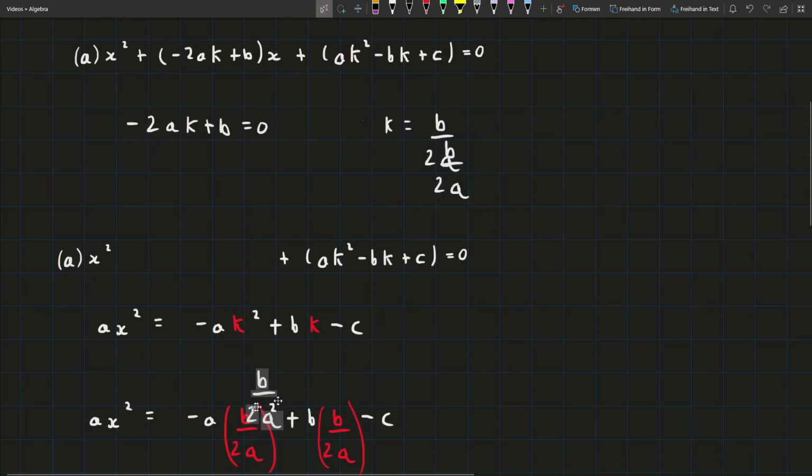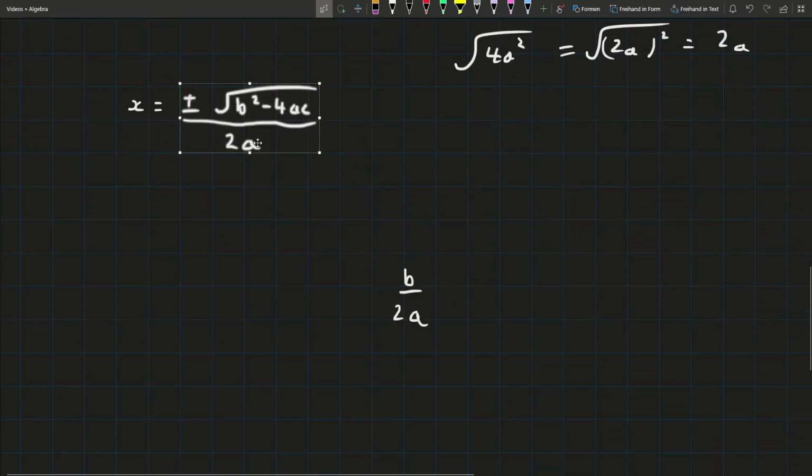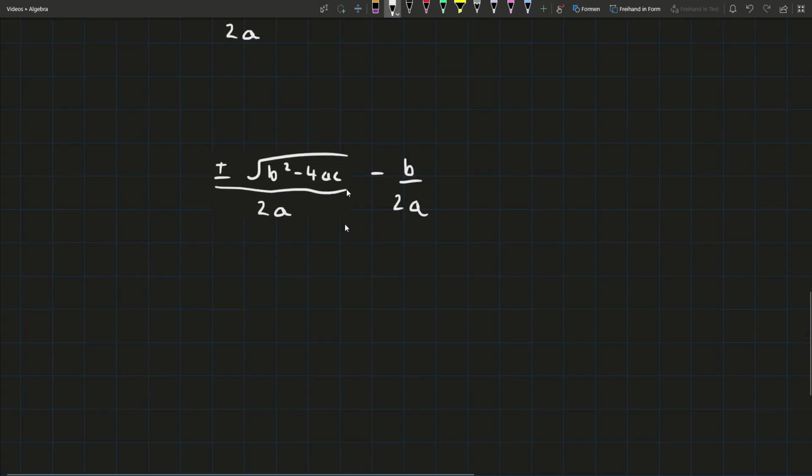K is just b over 2a. So we have to get x minus k as our answer. So here's x. Oops. Here's x. And we want to subtract k from that. And then because they have the same denominator, we can just combine it into 1. Get rid of this 2a.